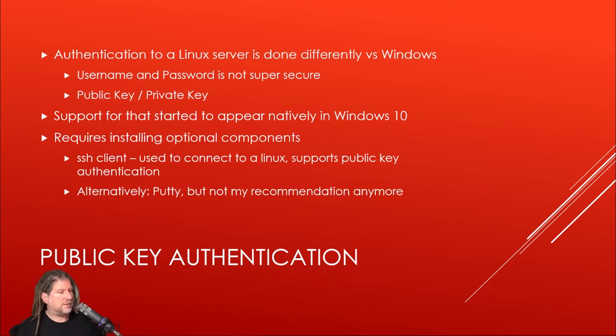Before that, there were other alternatives. For example, PuTTY was a very common program to use, PuTTY and PuTTYGen to generate keys. But nowadays, I would not recommend using that software because it's a little bit outdated and you will have to work around certain stuff. Having it built into Windows is way easier to work with. So we will enable an optional component which is normally disabled when you install Windows regularly, but which can be easily enabled. We will see that in a second.